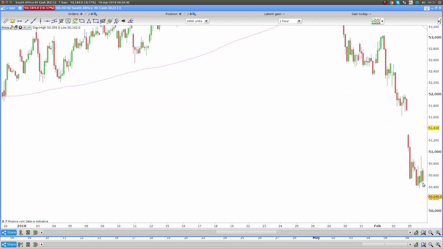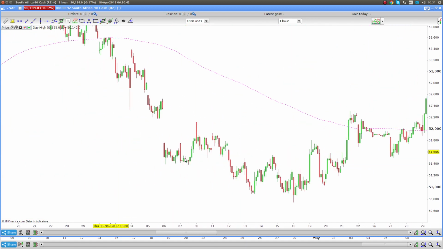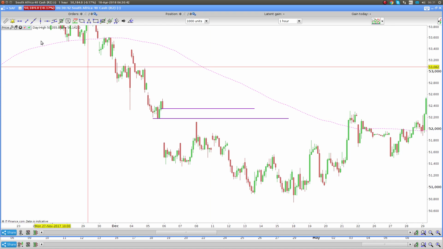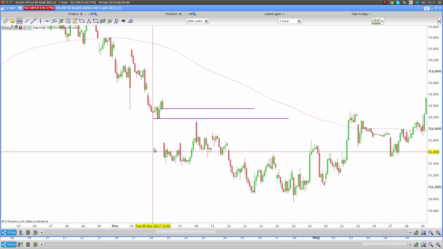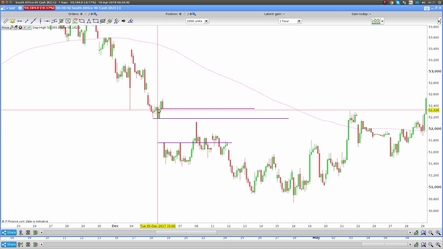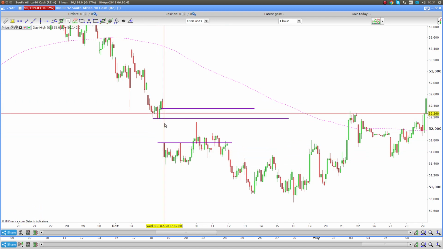Let's see if I can find one. I don't want to look inside all that volatility. Oh, here's a great one here, okay? So there's the gap close. There's the previous low. Okay, and there is the top of this gap. So we gap down, and this was a massive gap down.